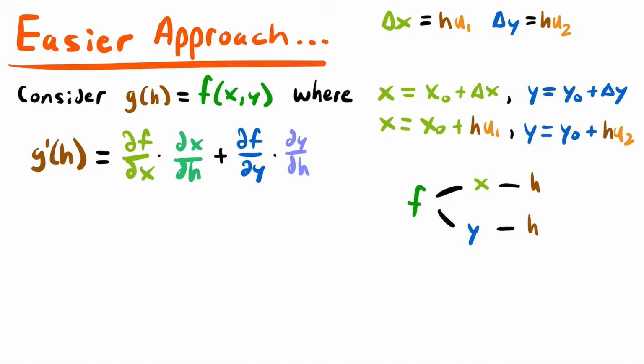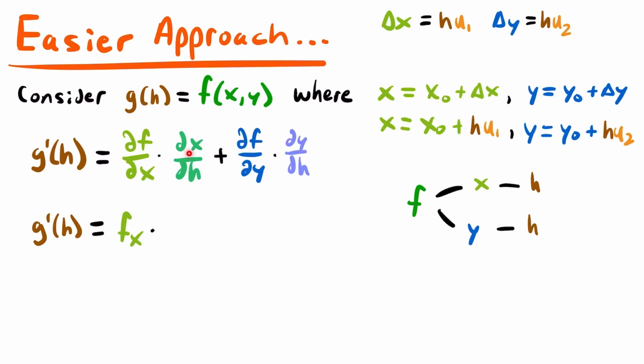So we have dy/dh. Okay, and so using the chain rule, we get this formula, but we can rewrite it a little bit. g prime of h will be equal to the partial of f with respect to x, which we can represent with a simpler notation of fx, multiplied by the derivative of x with respect to h, which we can actually calculate, right?